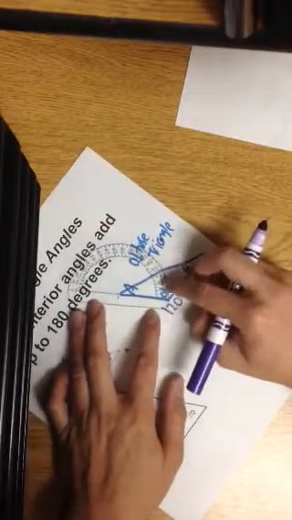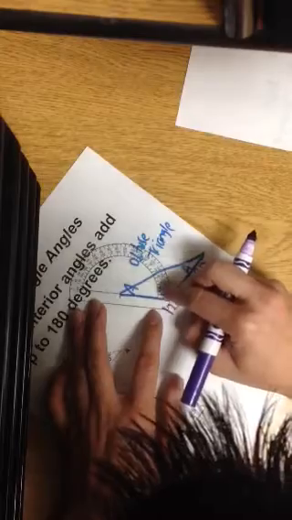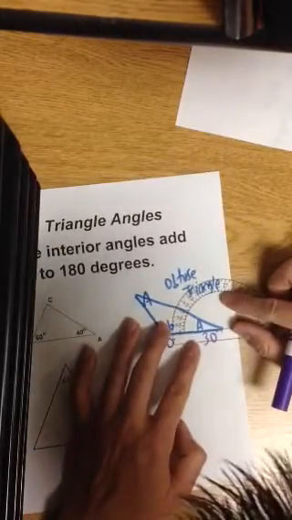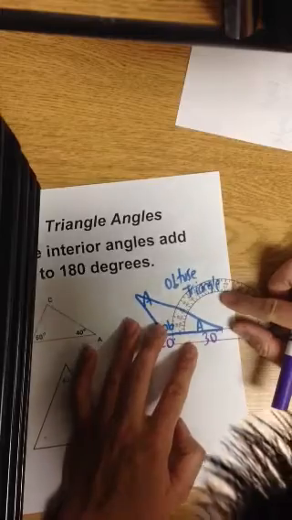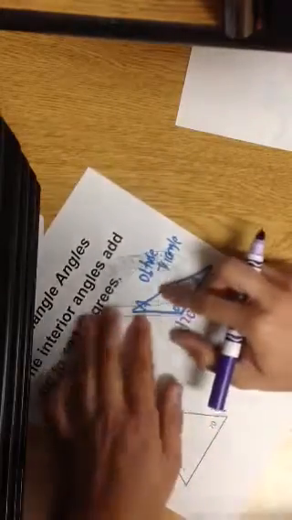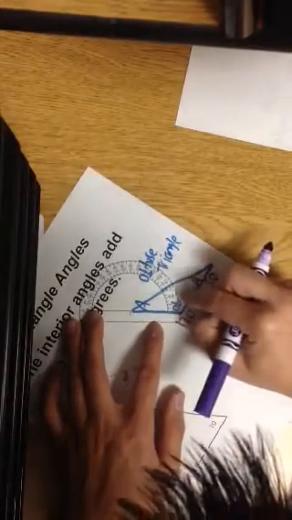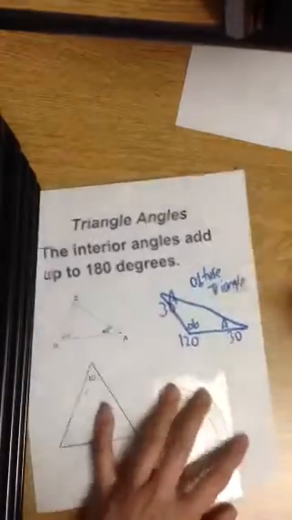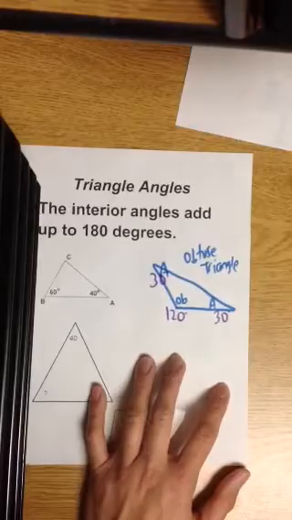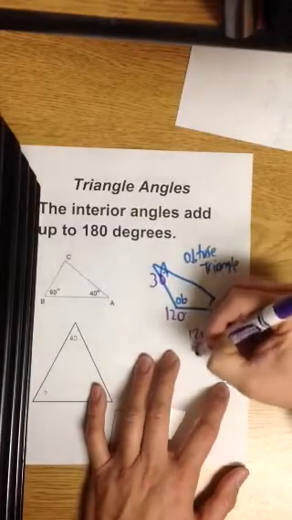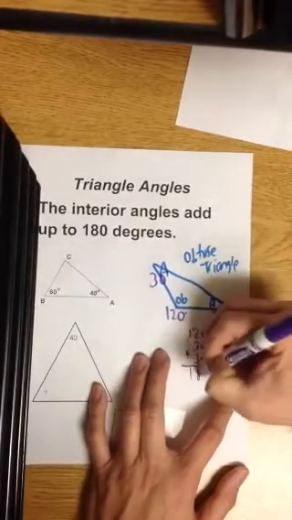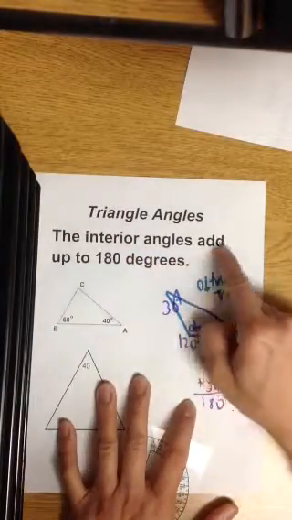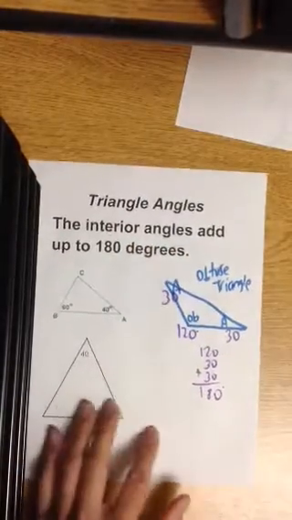10, 20, 30. Oh, goodness. Let me go back here. That's 30. Did I not draw this correctly? This is supposed to be 30. Yeah, it is right here. 30 degrees. So let's add up these interior angles. 120 plus 30 plus 30 adds up to 180 degrees. So the interior angles add up to 180 degrees.